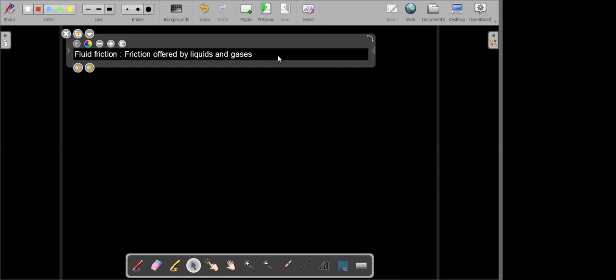It is not acted on the liquid or gas. The liquids and gases are applying this friction. So you can also say friction applied by. Instead of offered, you can say applied by. That will also be correct. So friction applied by or friction offered by liquids and gases is called fluid friction.